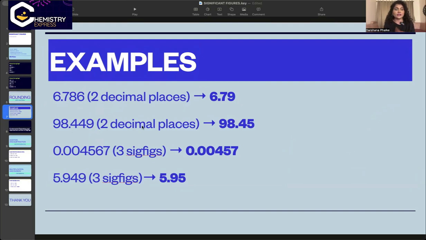98.449. I want till 2 decimal places. So again, after 4 there is 9. This 9 has to go. Since this 9 is more than 5, I will write this as 98.45.